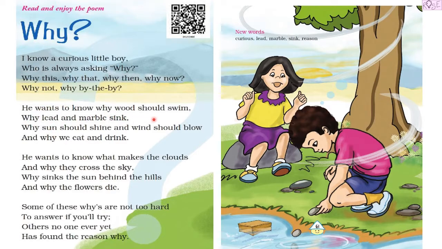He wants to know why the wood should swim. When we put a piece of wood in the water, it swims. So he wants to know why it swims, and why lead, that is a metal, and marble sink. It floats on the water, whereas lead and marble sink in the water. He wants to know the reason. Next he wants to know why the sun should shine. So he wants to know the reason why the sun shines. Why does it emit light? And wind should blow.